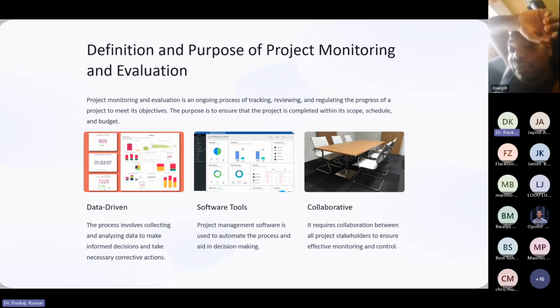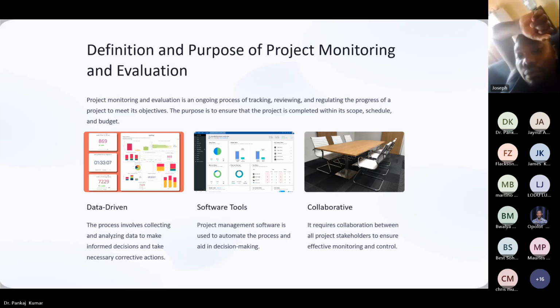Project management software is a valuable tool that automates tasks, streamlines processes, and provides data-driven insights that enhance decision making throughout the project lifecycle. It helps project managers and teams work more efficiently and effectively, ultimately contributing to project success.